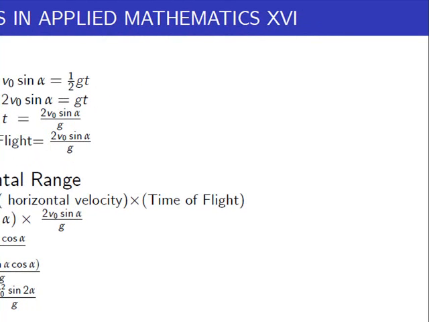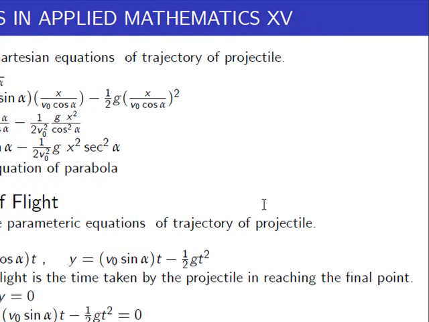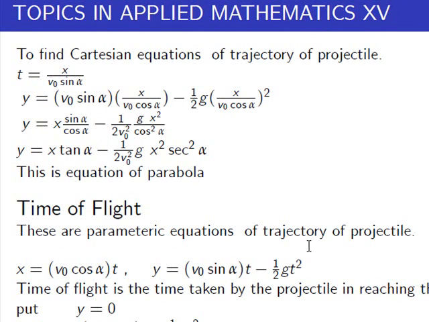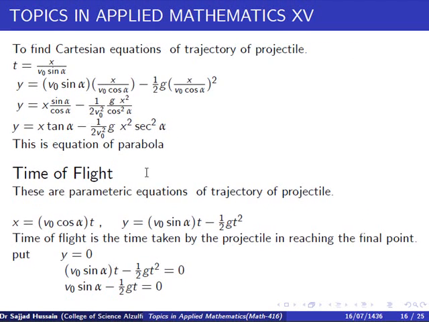The time of flight is simply obtained from the parametric equations by putting the y component equal to 0. When y is equal to 0, the particle comes to the ground and it has completed its flight. So the time taken by the particle to reach its final point, when y is equal to 0, we obtain the time.